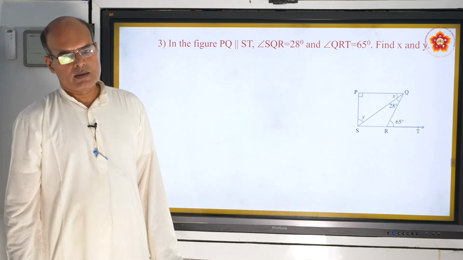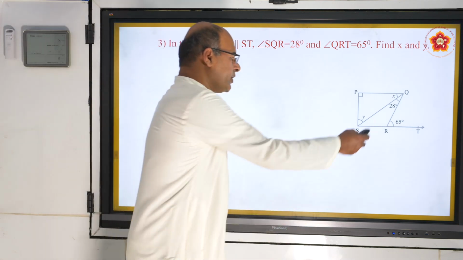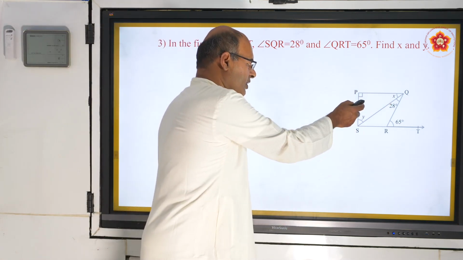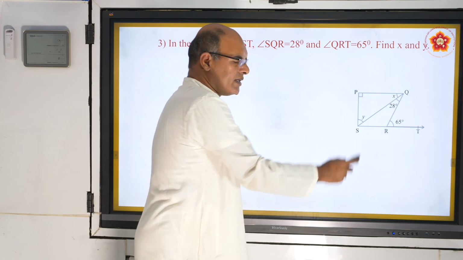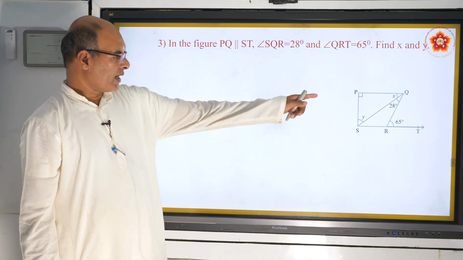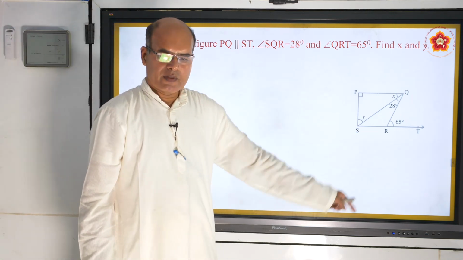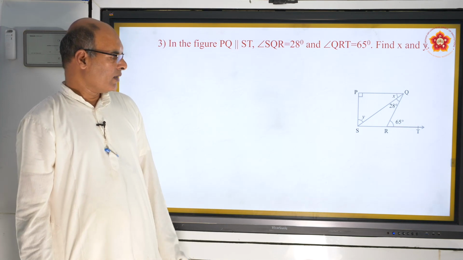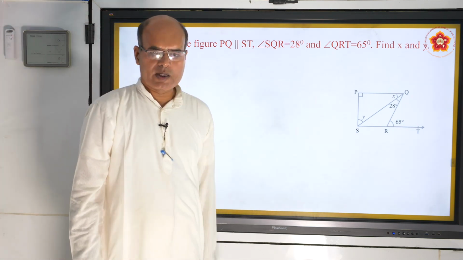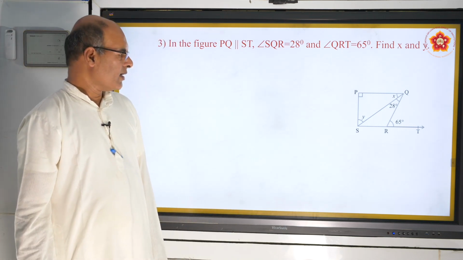Then you know that the sum of interior angles of a triangle is 180 degree. You know that this mark indicates this angle is 90 degree, right angle. So in a triangle, if one angle is 90 degree, then the sum of the other two angles is 90 degree. So X plus Y is equal to 90 degree. If you know the value of X, we can find out Y.